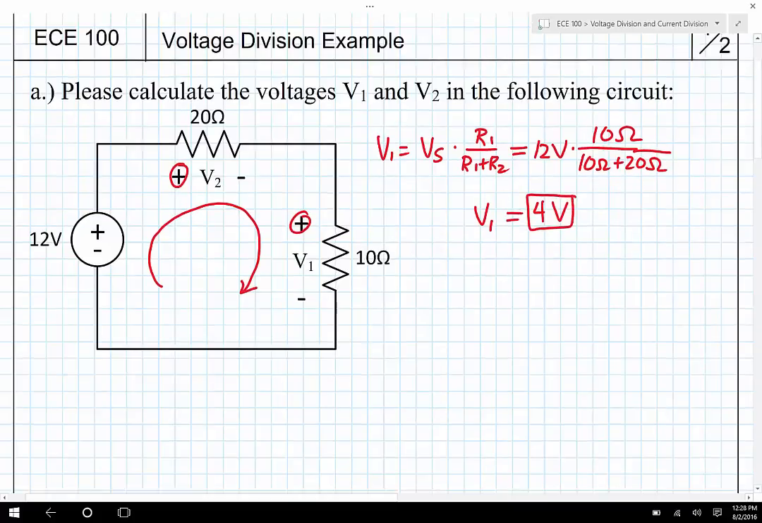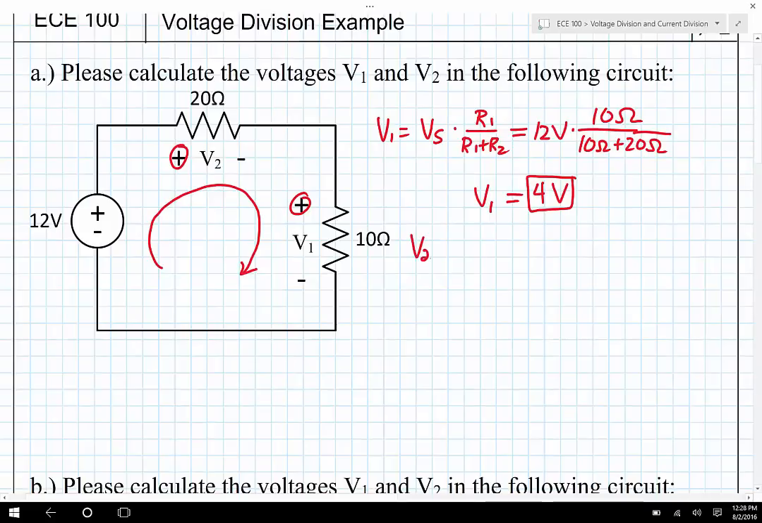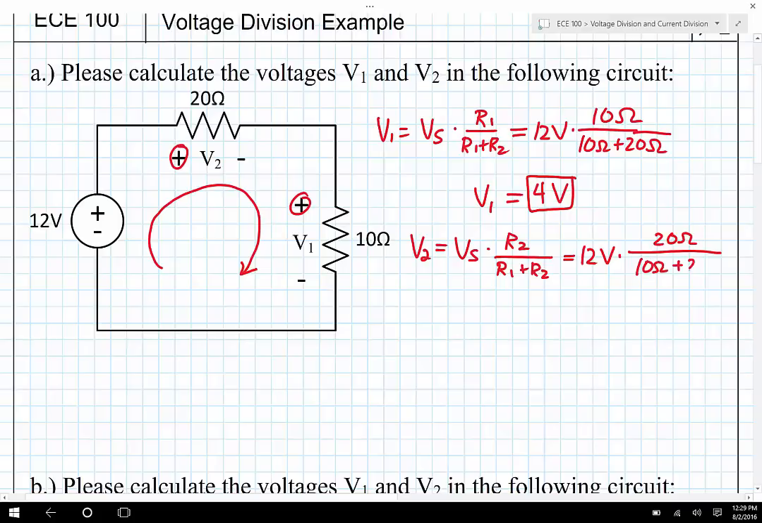And then similarly, we can calculate V2. V2 is equal to Vs times R2 over R1 plus R2, which is equal to 12 volts times 20 ohms over 10 ohms plus 20 ohms. And if you put that in your calculator, you end up with it being 8 volts.